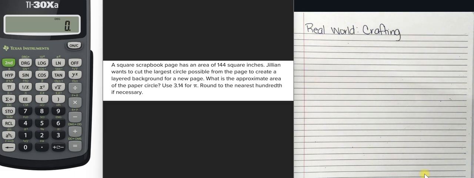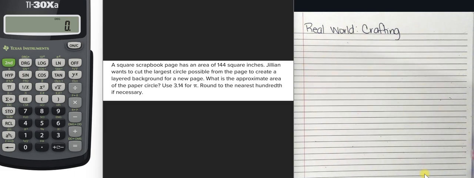All right, so we're working on a new example where we're talking about a real world scenario in terms of crafting, and we're going to find the area of a circle. We have a square scrapbook page that has an area of 144 square inches. Jillian wants to cut the largest circle possible from the page to create a layered background for a new page. What is the approximate area of the paper circle? We're going to use 3.14 for pi, and we're going to round to the nearest hundredth if necessary.